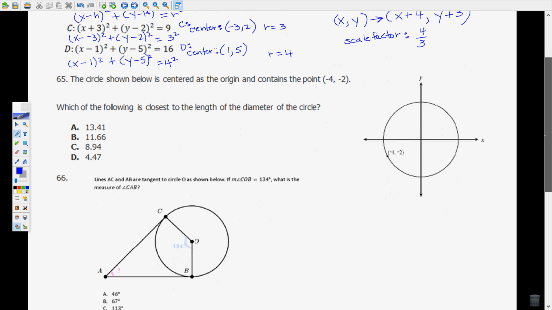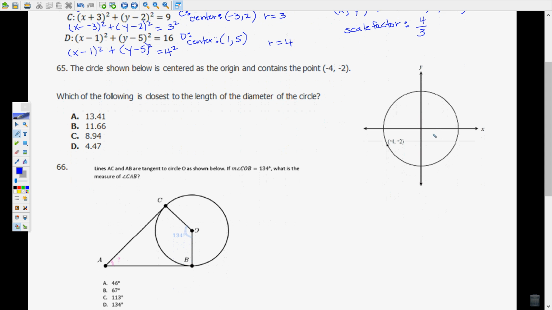Great. 65. The circle shown below is centered at the origin. It has a center at the origin and the point (-4, -2). Which of the following is closest to the diameter? Here's how we did this. What we're trying to do is figure out this length all the way across, right? But first, what we do know is this is (0, 0).